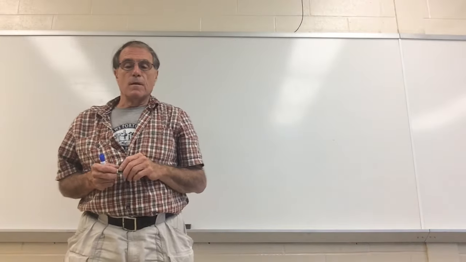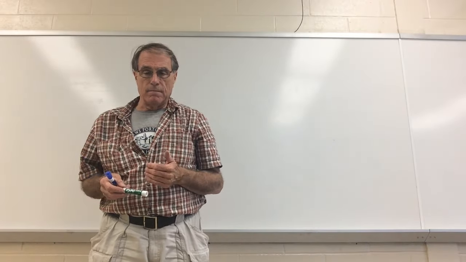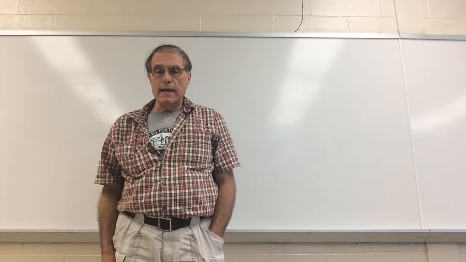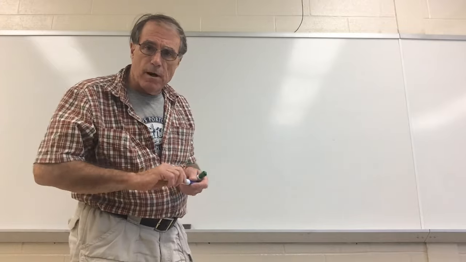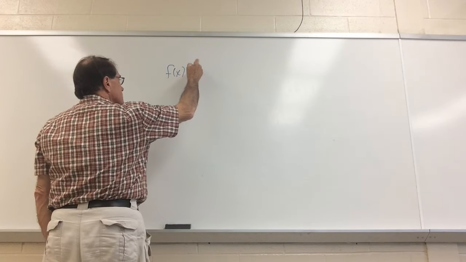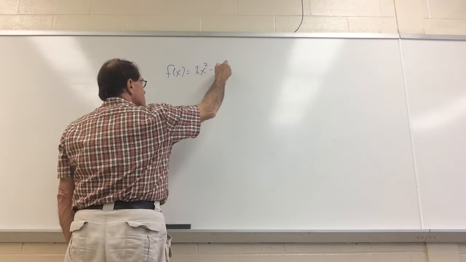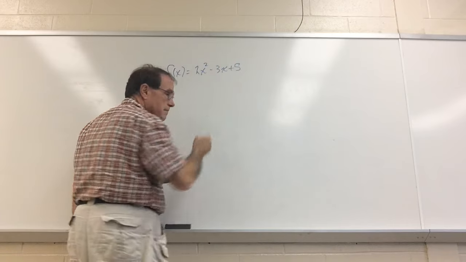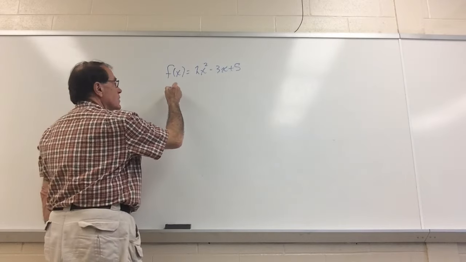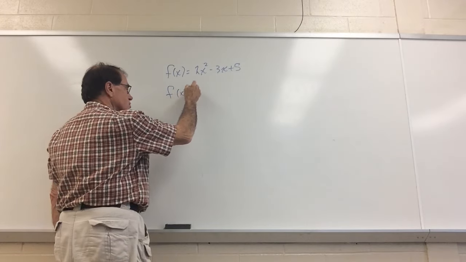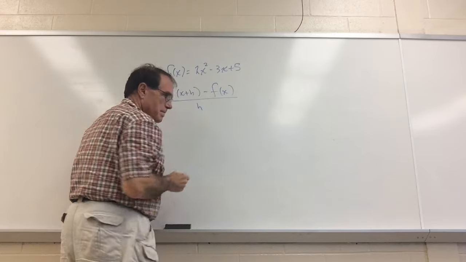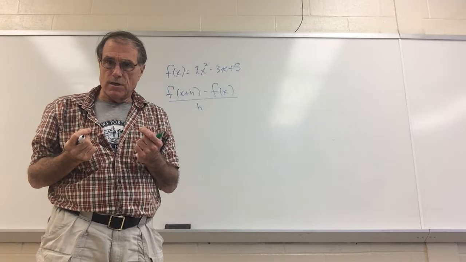In this video, we're going to work through an example of finding the difference quotient for a given function. Let's suppose we have this function. f of x is equal to 2x squared minus 3x plus 5. I want to evaluate the difference quotient, which is f of x plus h minus f of x divided by h.